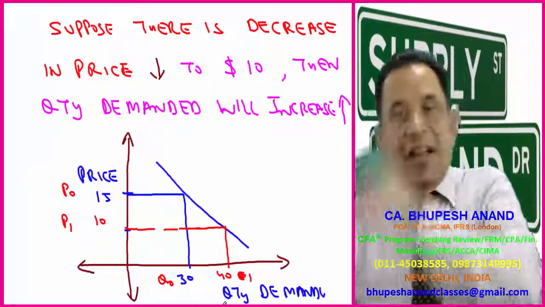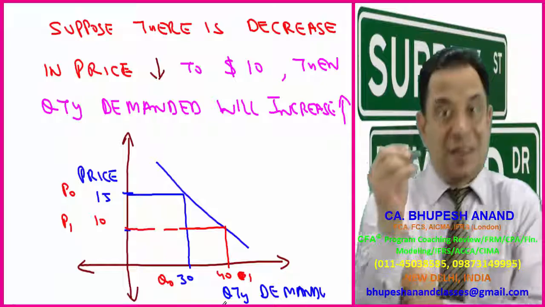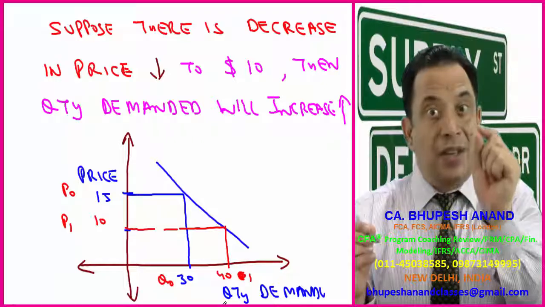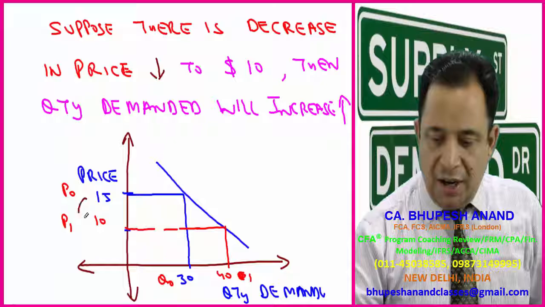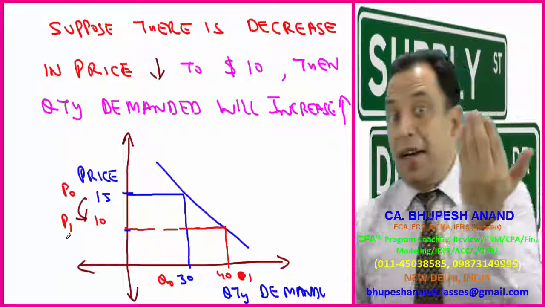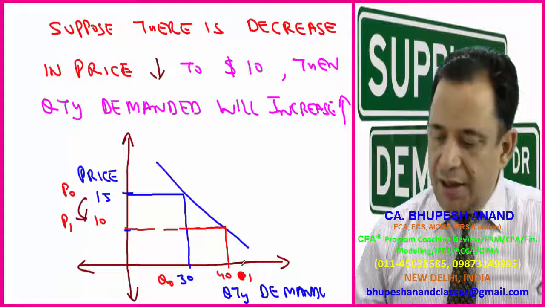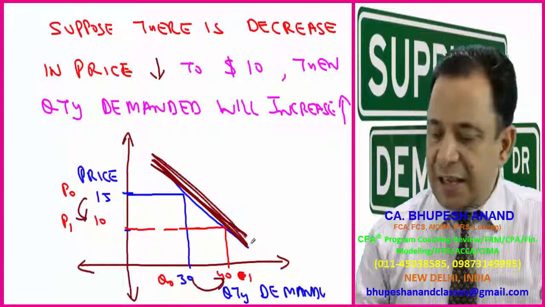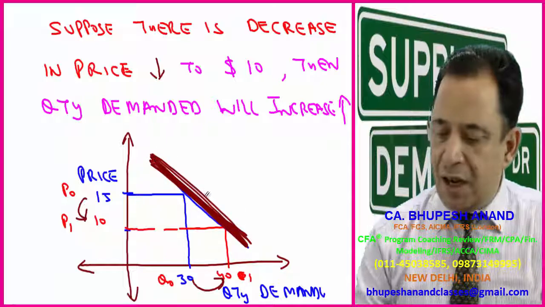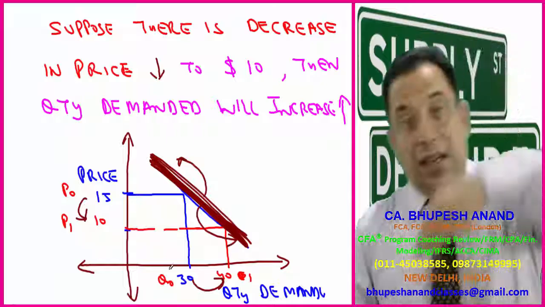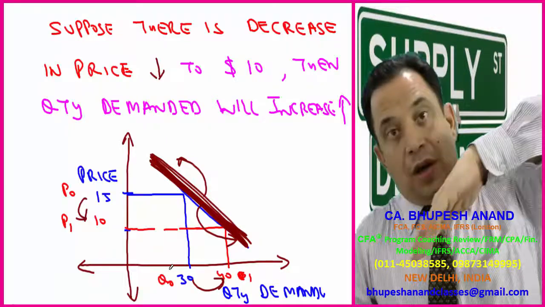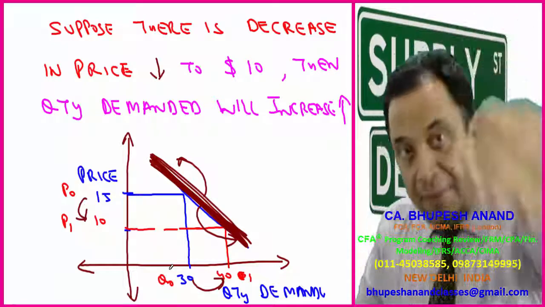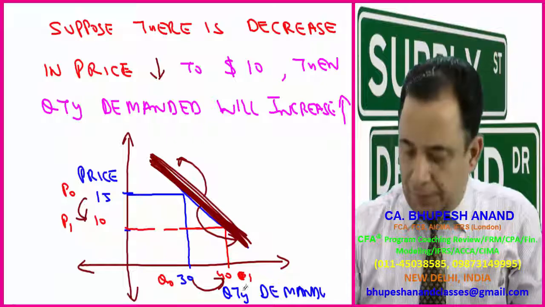If I take the opposite case, supposedly there is a decrease in the price. The original price was $15, and now my price has decreased to $10. Now if there is a decrease in the price, I know that quantity demanded will increase. So the quantity demanded has increased from 30 to 40. If I am on the same curve, I repeat, moving on the same curve, either upward or downward, either right or left, it is named as movement, and it is only due to price.